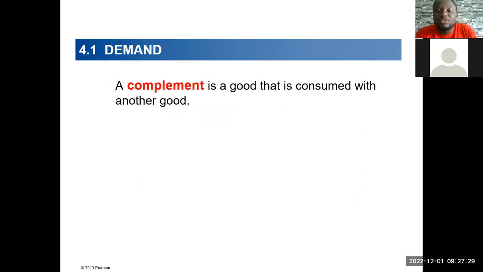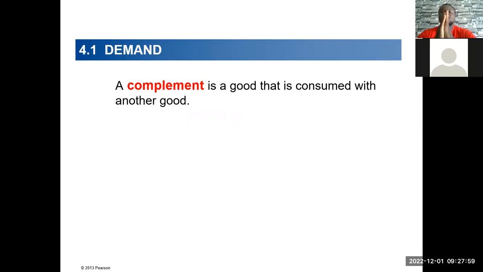Now, 2 goods are jointly demanded when they are consumed together to attain a certain level of satisfaction. Okay. Now, we have 2 types. When the goods are like that, we call them complements. We have perfect and then imperfect. For the perfect ones, technically, you cannot use one without the other. Something like a car and then a fuel. You cannot use a car without a fuel. So they are always consumed together.